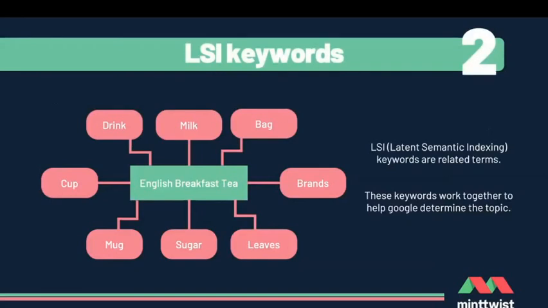As mentioned earlier, LSI keywords, or latent semantic indexing keywords, are words that are related to the main keyword for your page. Google will look out for these specific words to check that they're within your page, and as long as they are, it will consider your page a lot more relevant towards the key term. The example pulled out here, English breakfast tea: words around that kind of drink, milk, brands, cup, mug, sugar, leaves. These are words that help reinforce the meaning of that page to Google.